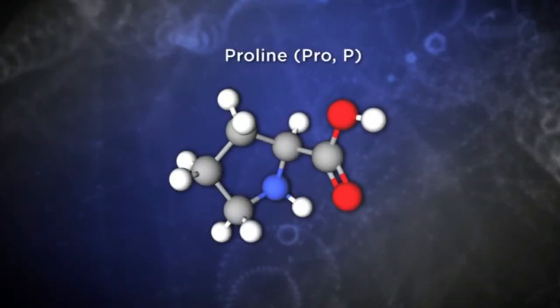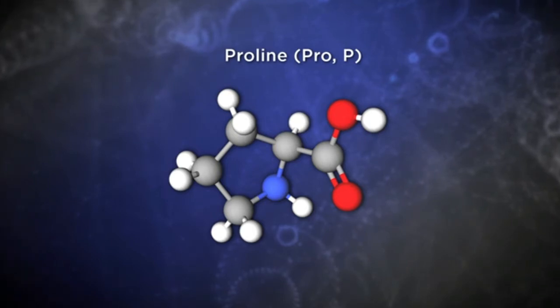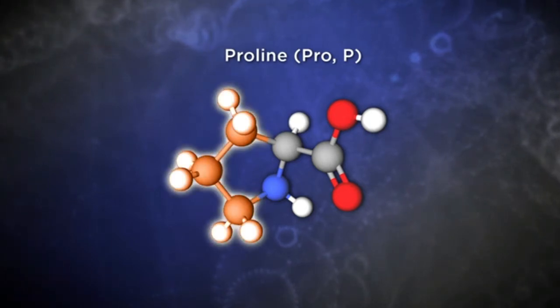Look what happens. Chaining together the alpha carbon and the alpha amine with an R group restricts the ability of the bond between the alpha carbon and the alpha amine to rotate. Not surprisingly, regions of a protein containing proline are less flexible.